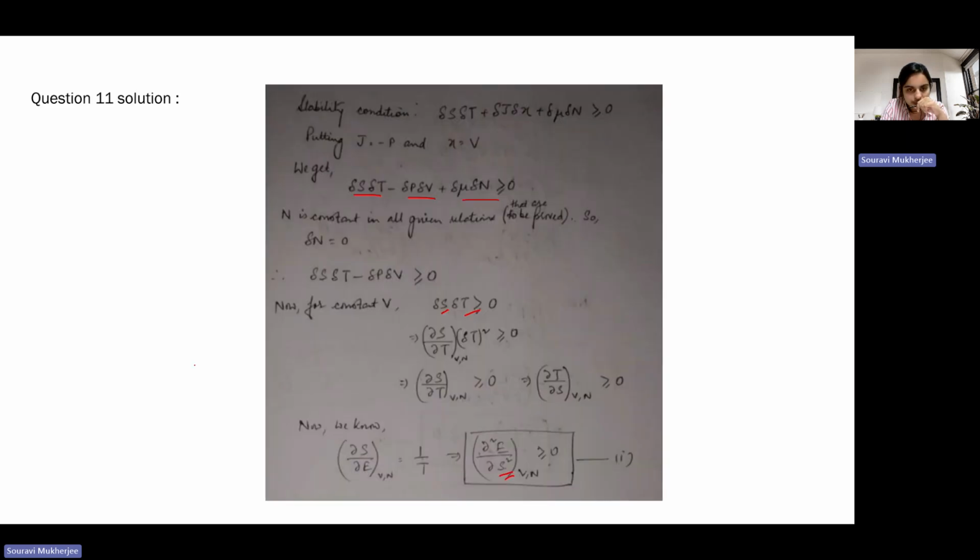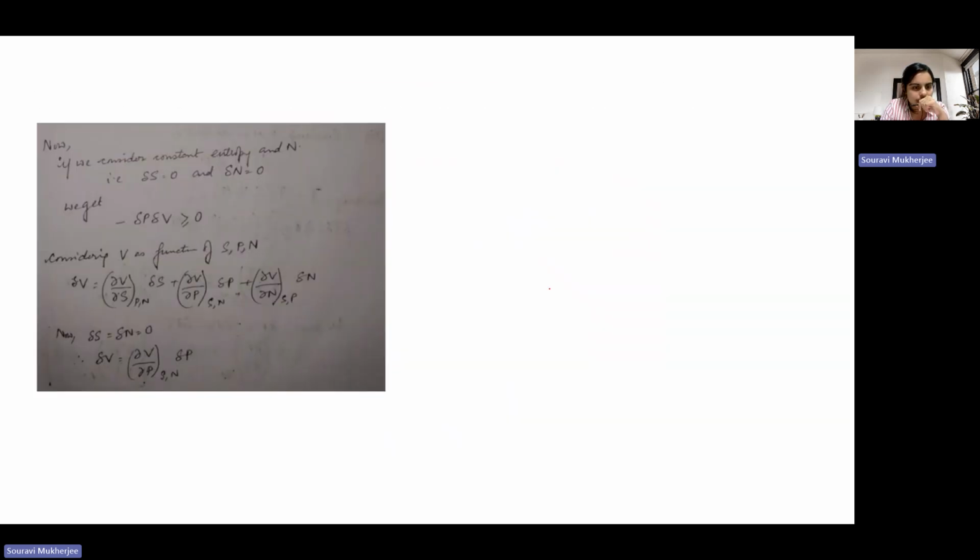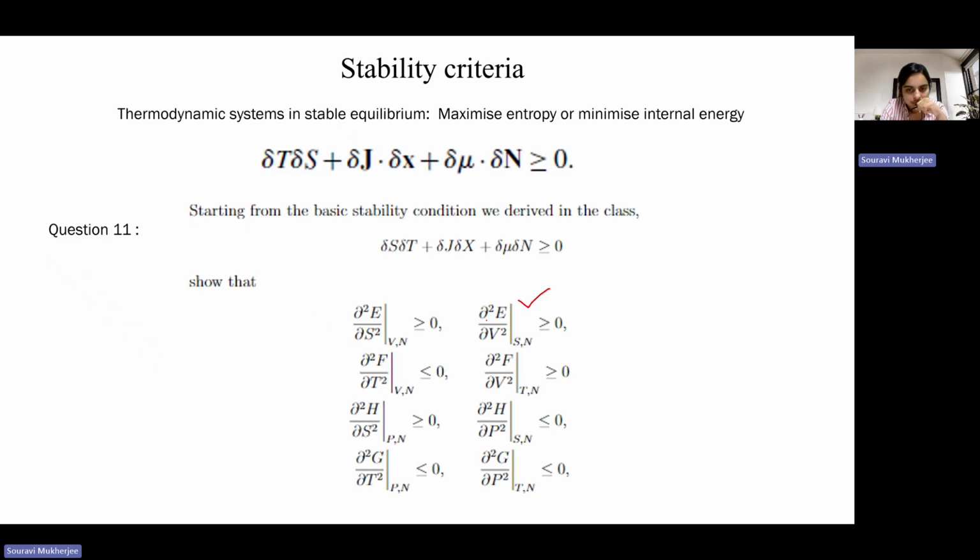For example, if you are asked to find this del square E del V square, how do we get there? For this case, you choose delta S to go to 0, delta N to go to 0. So this is your form. Now you can write del V as del V del P into delta P. Why did you choose to write this? Because here you had a V, right?